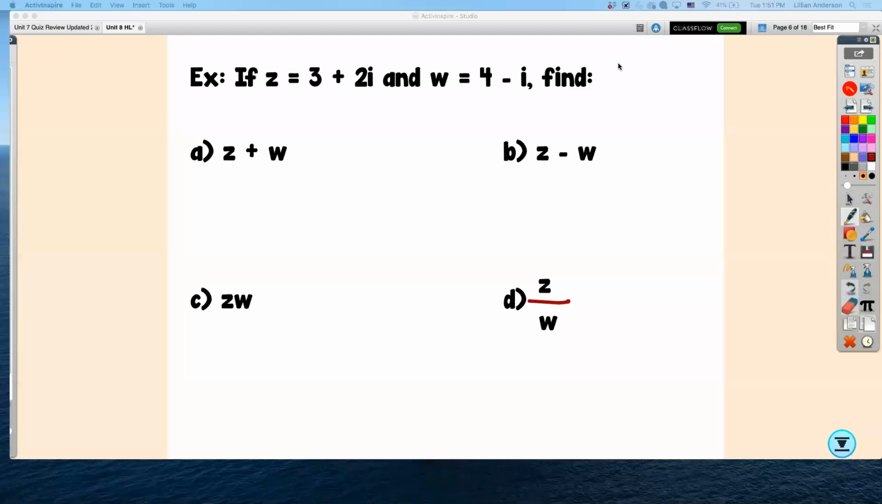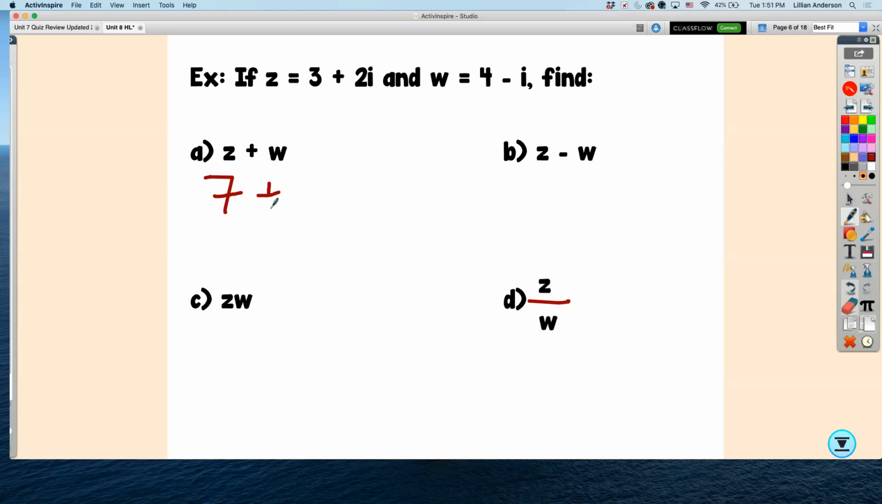So what did you get when you did z plus w? Z minus w. Very good. Order does matter when you're adding and when you're subtracting. Order does matter. When you multiply, what did you get?